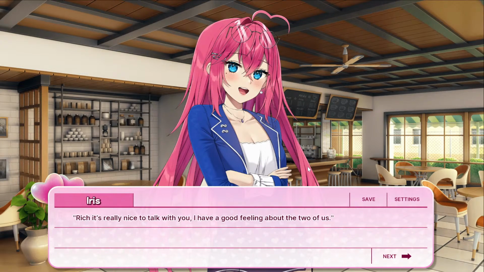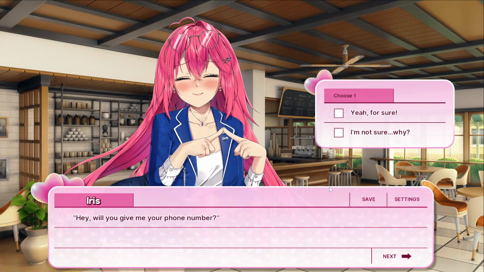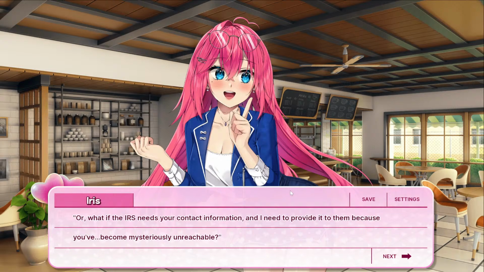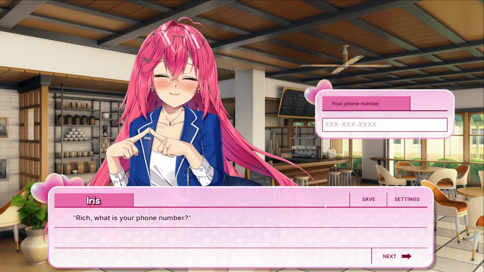Rich, it's really nice to talk with you. I have a good feeling about the two of us. Okay, will you give me your phone number? I'm not sure why. Well, what if I want to call you? Just whatever, on Facebook. Or what if the IRS needs your contact information? I need to provide it to them because you've become mysteriously unreachable. Well, okay. Do I actually have to give you my phone number?